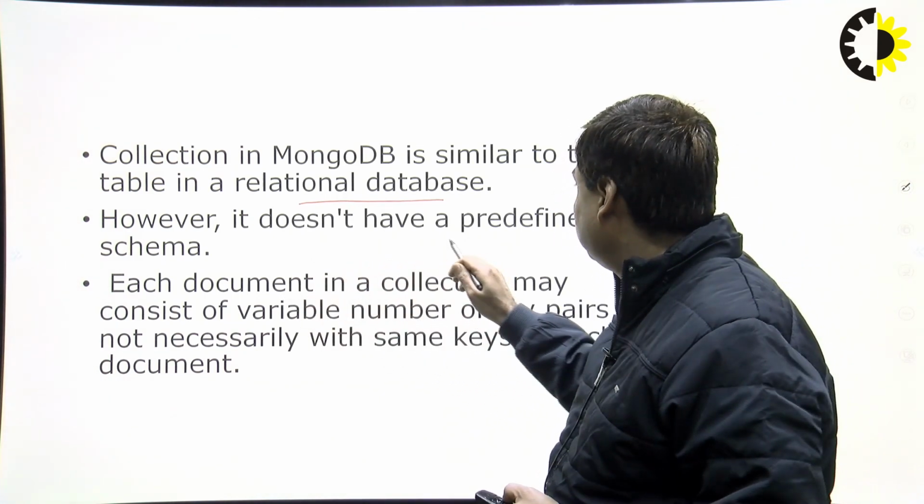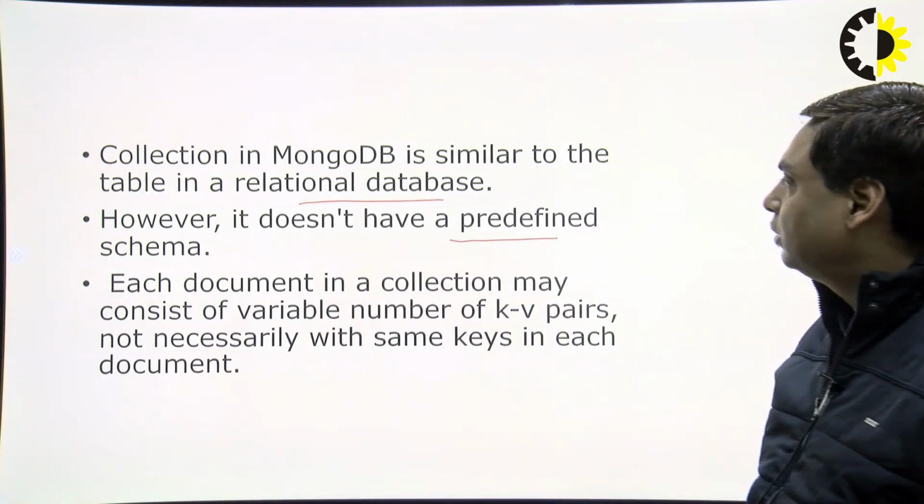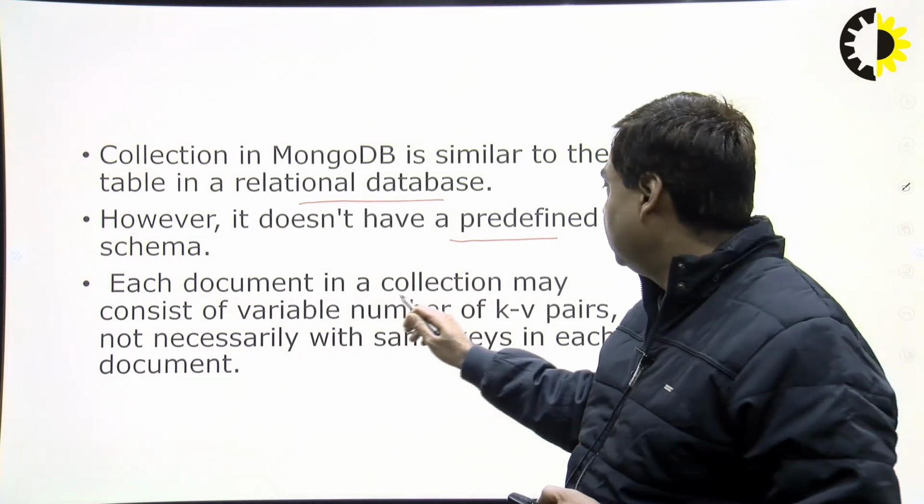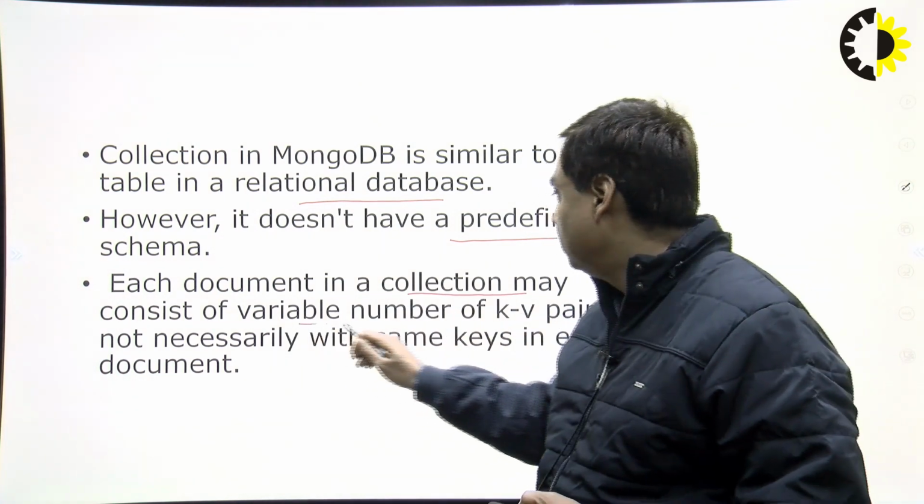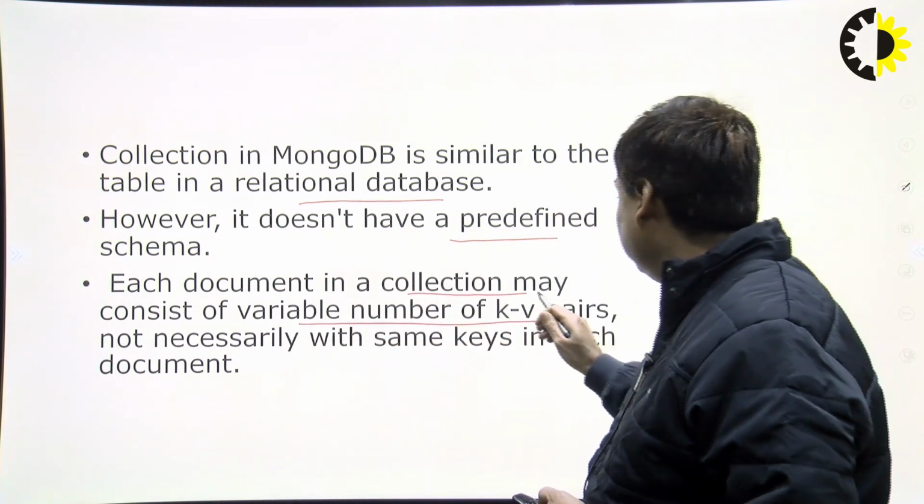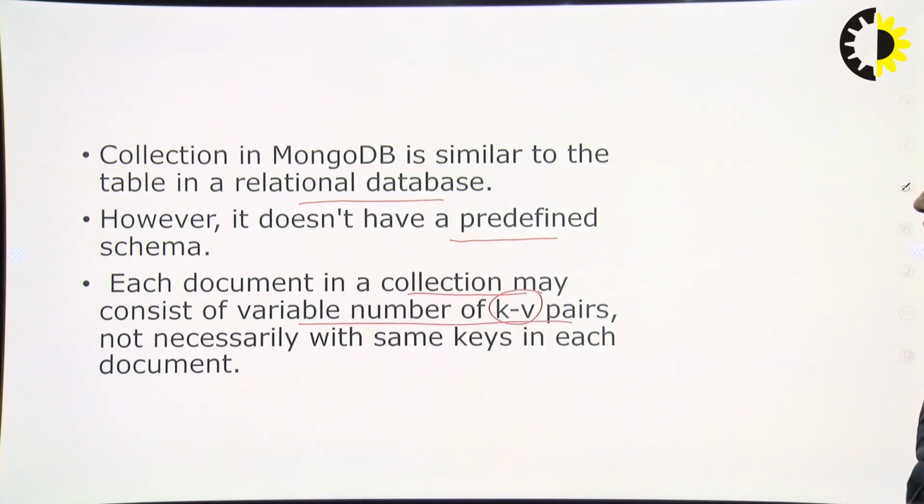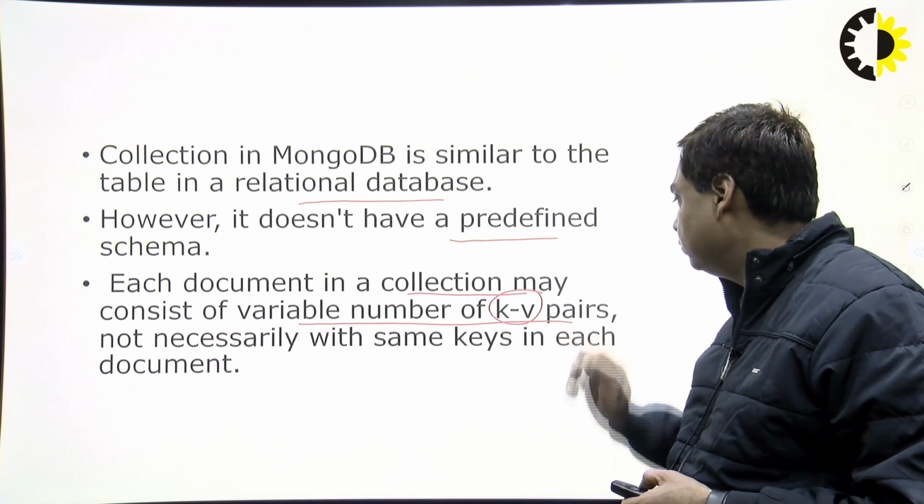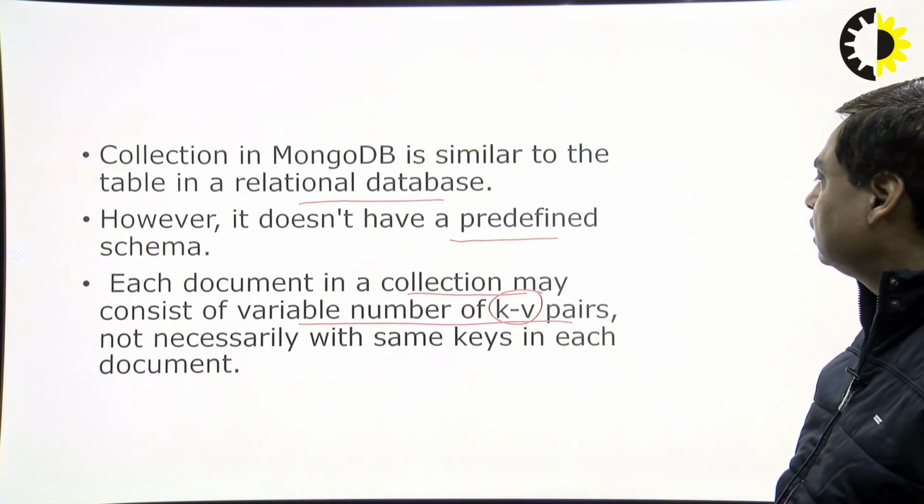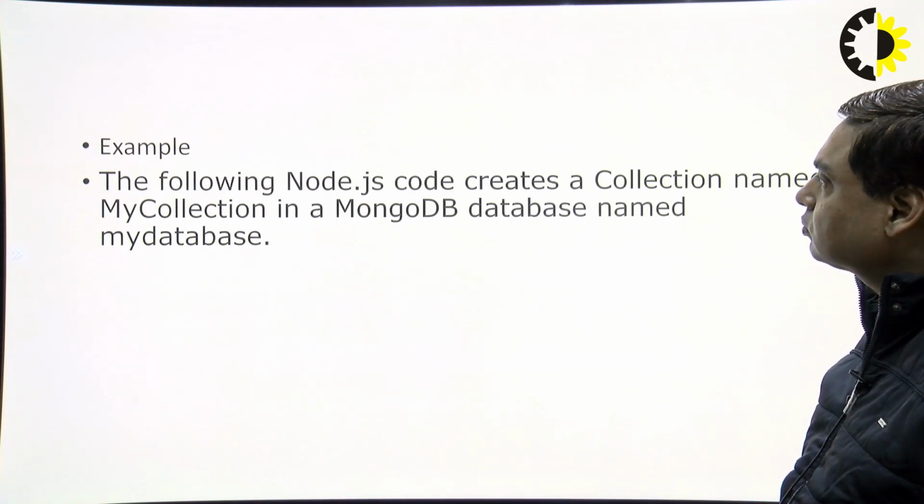Now, very important: a collection does not have a predefined schema. Each document in a collection may consist of a variable number of key-value pairs. I already discussed in JSON that the data is stored in key and value pairs, where k means key and v means value. So it is not similar to the RDBMS.